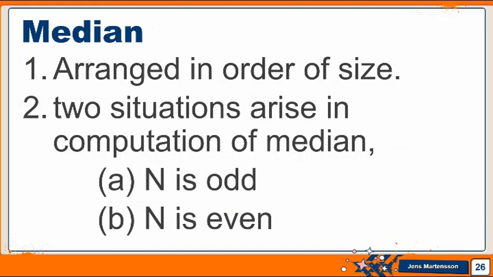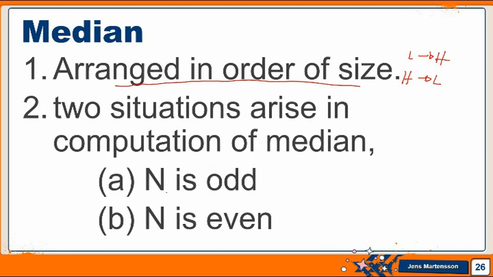Second type of measures of central tendency is the median. So, median is makukuha natin by arranging in order of the size. Which means, kailangan mong ayusin yung data mo from lowest to highest or vice versa. Highest to lowest. In order. Kailangan in chronological order.